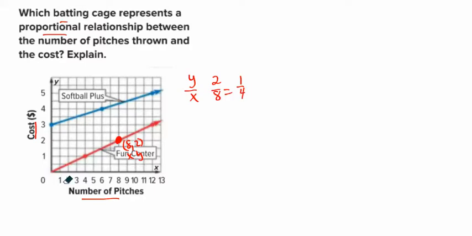Because if I come over here and look at 1, I can't really be for sure what that answer is. So this point is going to help me. Okay, so I can easily now write my equation, y equals 1/4 x. Okay. Now, if you look over here, the blue one, we can't really write that equation, but I want you to know that since it's not starting at 0, 0, that just means probably to go into Softball Plus, you got to pay $3 before you even start, before you even throw a pitch. Okay. All right, let's keep it going.